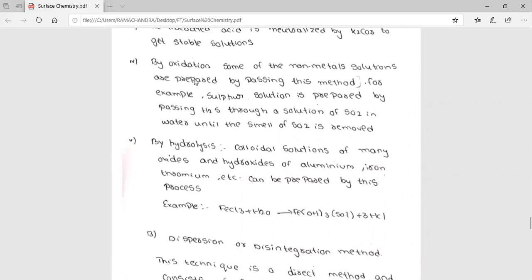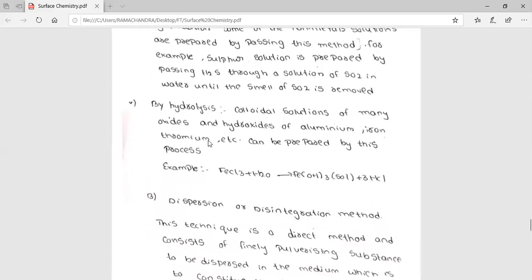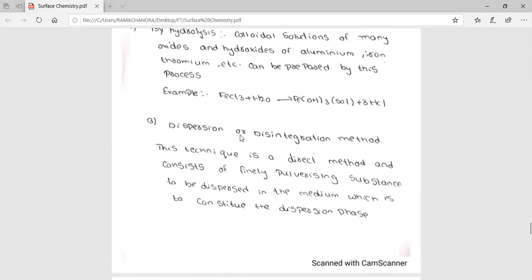Next, by oxidation. Some non-metal sols are prepared by this method. For example, a sulfur sol is prepared by passing H2S through a solution of sulfur dioxide in water until the smell of sulfur dioxide is removed. Then by the hydrolysis process, we use ferric chloride in the presence of water, that is hydrolysis, and we get the hydroxide sol.